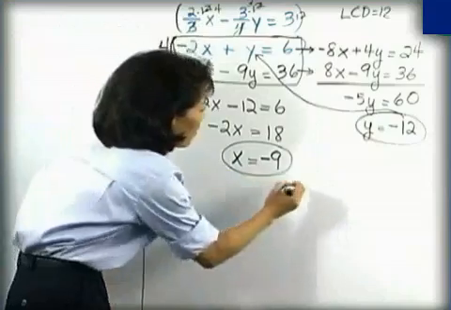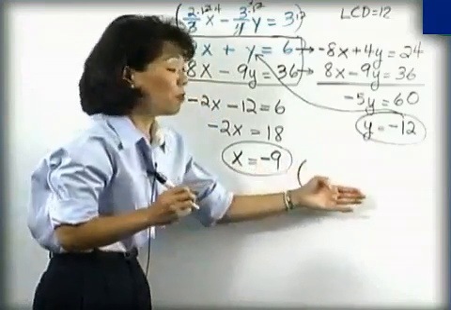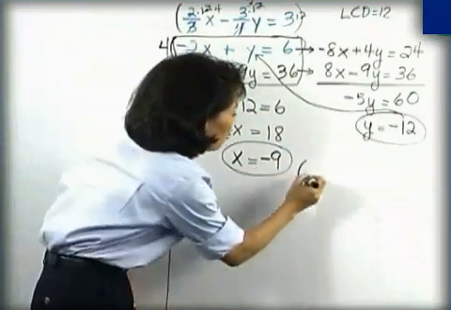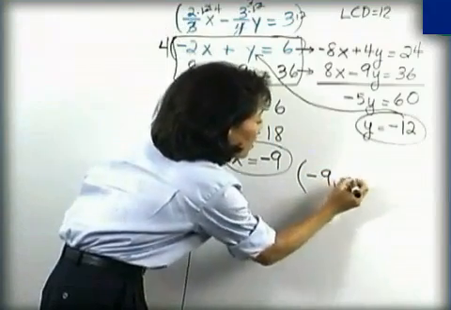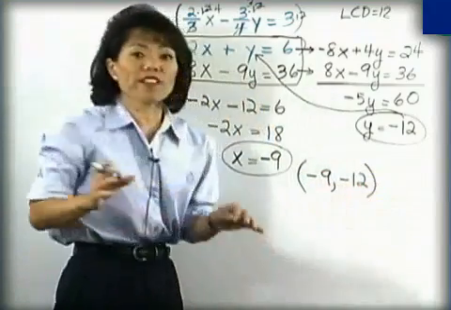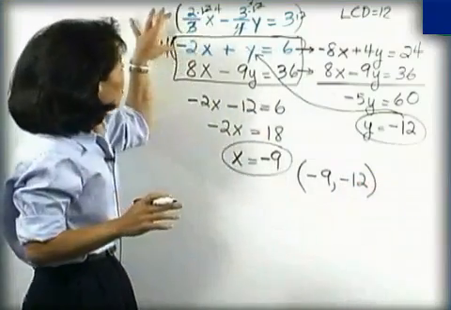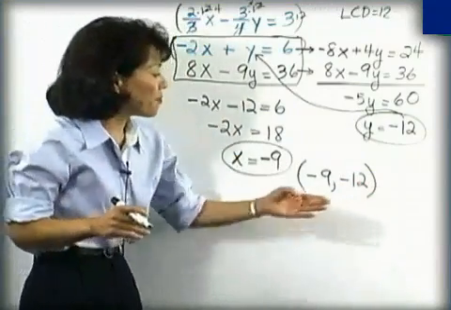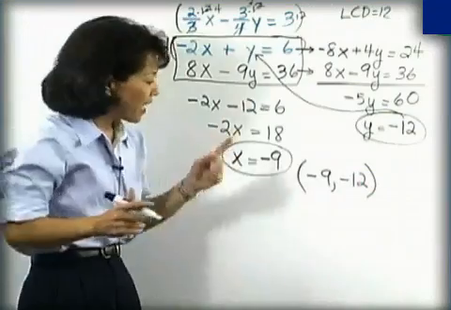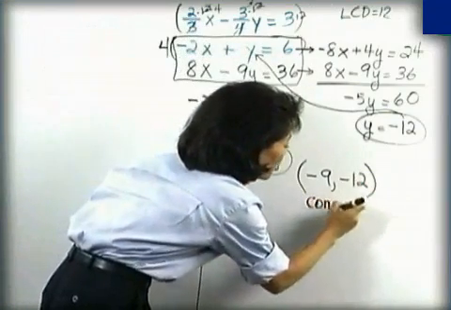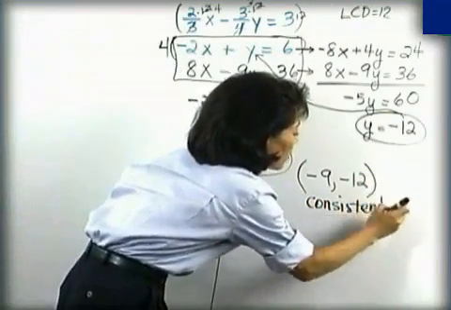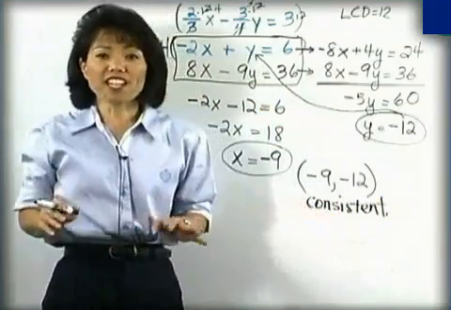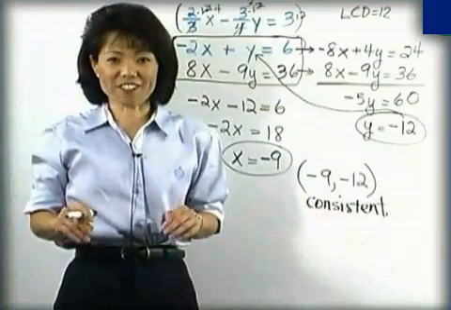So what does this tell us? That we have the ordered pair x comma y. And that's another thing the students make a mistake with. x comma y is the order of the ordered pair. So that's negative 9 comma negative 12. What does that tell me? Once again, if I were to graph the original system of equations, they would cross exactly at this point, negative 9, negative 12. Again, since there is a solution to my system, I say that my system of equations is consistent. Again, if there's no solution, I would call my system inconsistent.